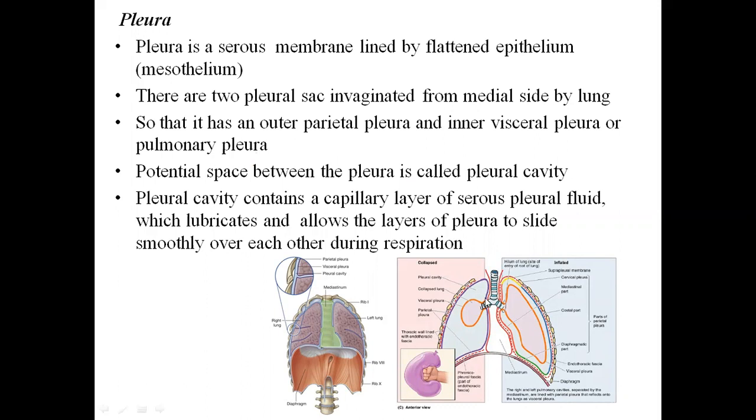So the lung invaginates the pleura from the medial side. So this is an inflated balloon. You can see that the hand is pushed into the balloon, and the hand represents the lung and the balloon represents the pleura. The balloon has two layers, the layer which is very close to the hand and the other one which is seen away from the hand. So this is the visceral layer of the pleura and this is the parietal layer of pleura.